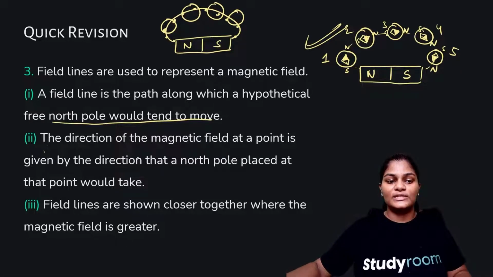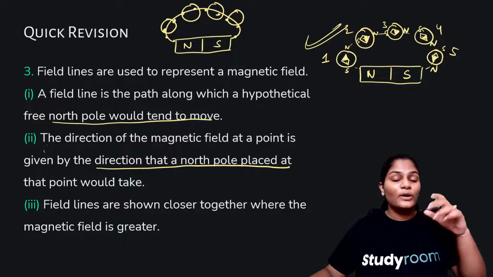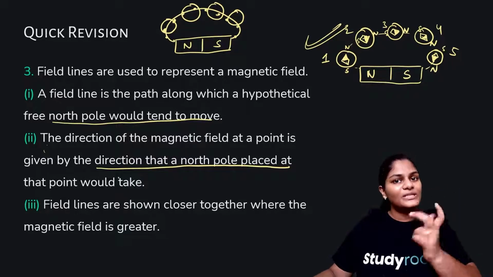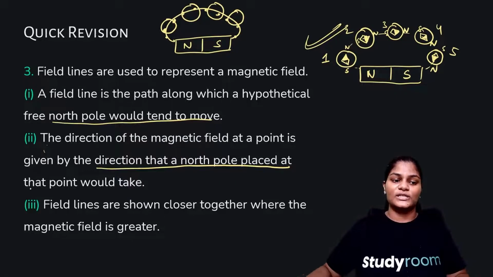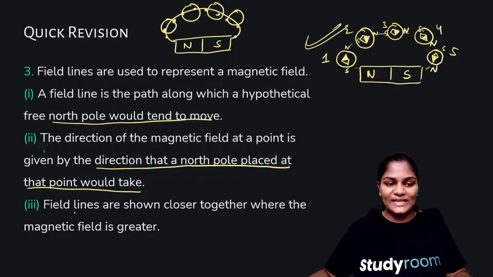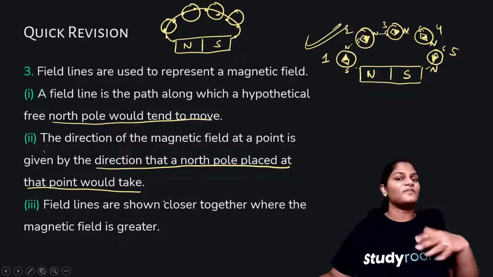So that is why we are saying that it is the direction that a north pole would take. How did we determine the north pole? We determined it by the north pole of the compass, because the compass needle is very easy to move. It moves easily and we can note it down easily. So the north that a compass would take. Okay, great. The next point says that field lines are shown closer together where the magnetic field is greater.